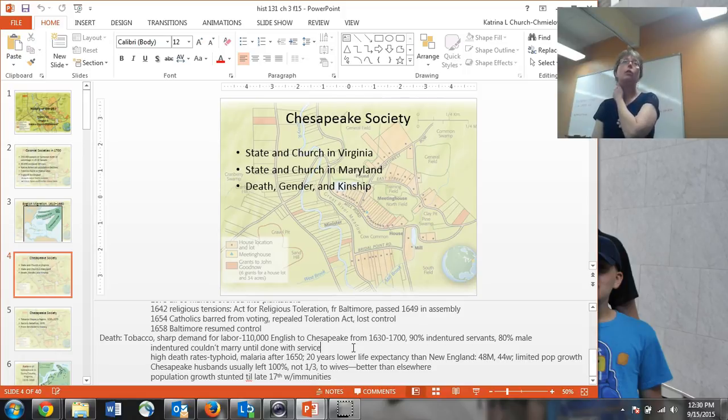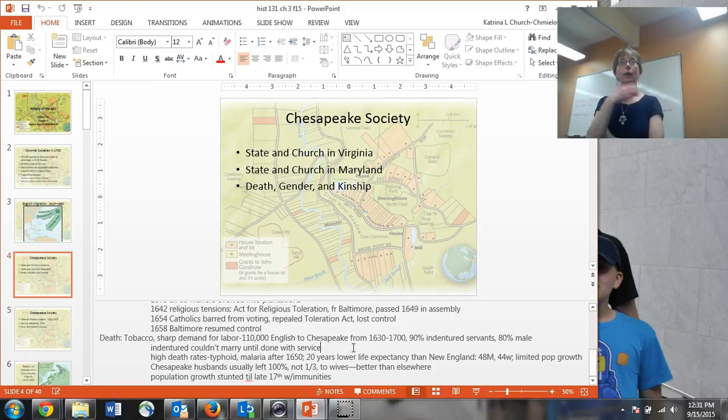So the Chesapeake Society had a 20-year difference. They died 20 years earlier than people in New England did, okay? Because of the typhoid and malaria. So just with the limited population growth, you have a definite difference there. And then gender, you had fewer women coming in the Chesapeake Society than, say, in New England, because you might have families in New England, and indentured servants, the majority of indentured servants were male or female? Male. Exactly. Okay? All right.